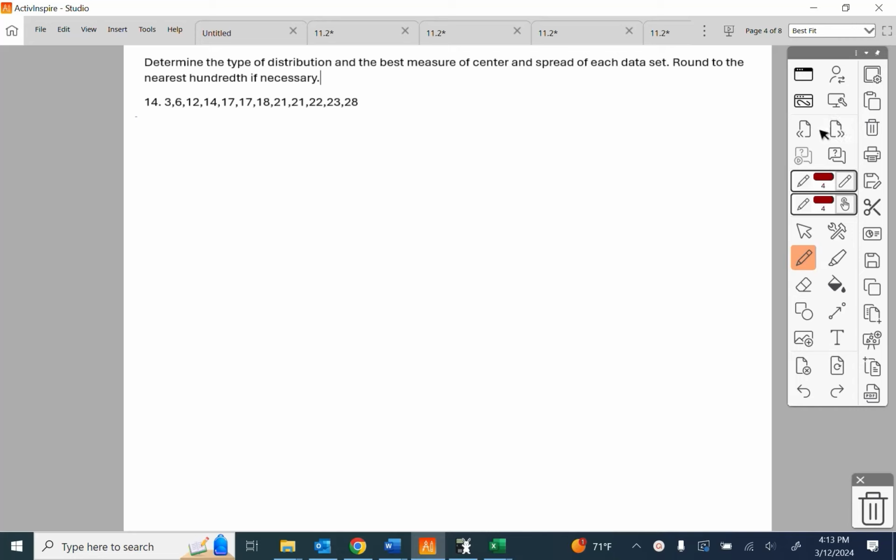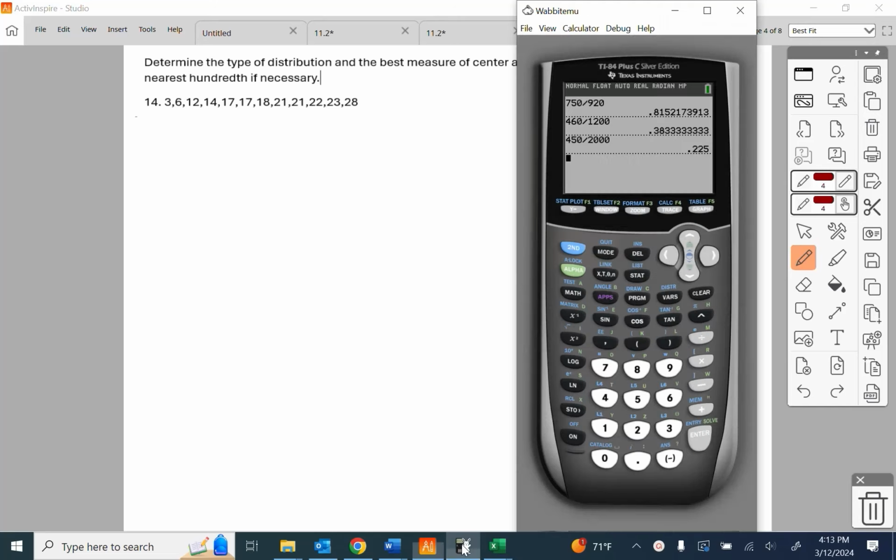Alright, determine the type of distribution and best measure of center and spread of each data set. Round to the nearest hundredth if necessary. I'm sure I'll do this in a calculator tomorrow. We'll see.